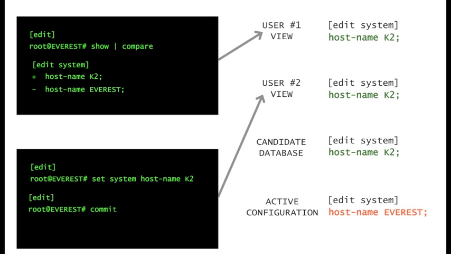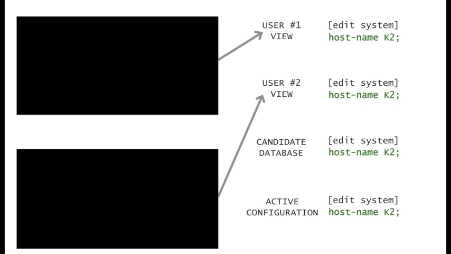When any of the users, in this case user 2, commits, the active configuration is finally modified with the new host name. And the prompt of both sessions changes accordingly.